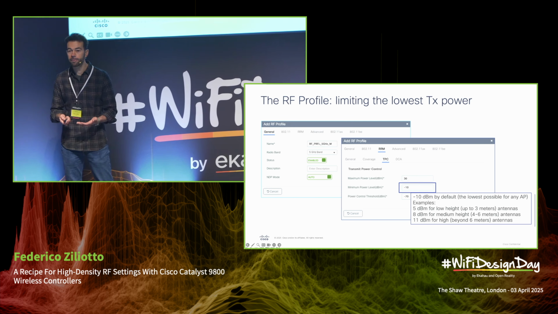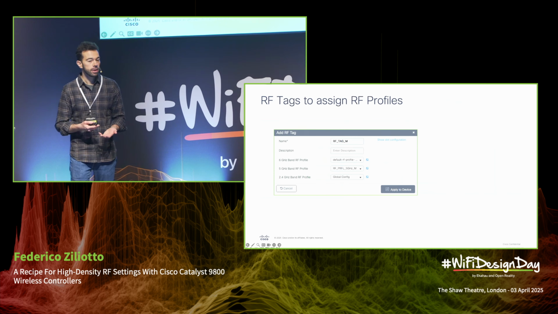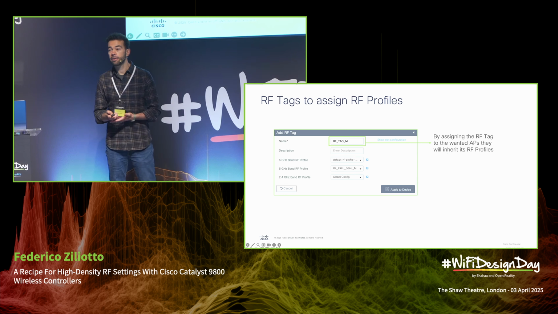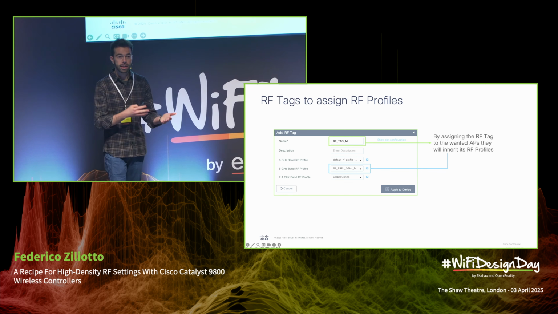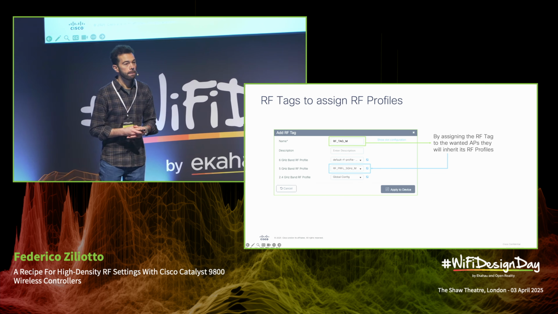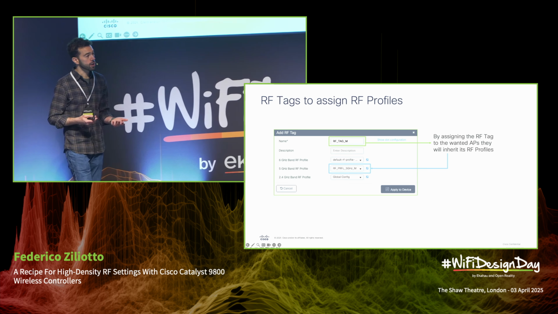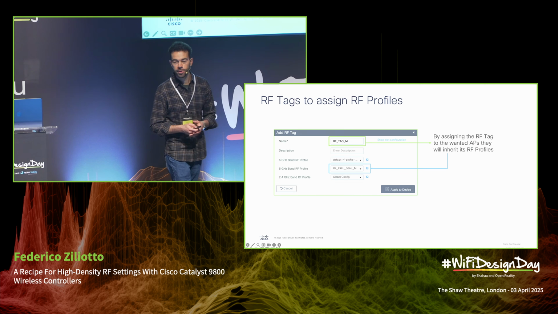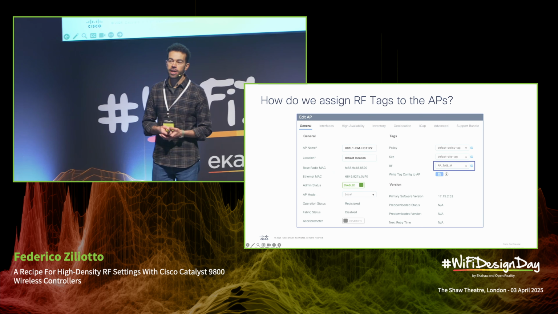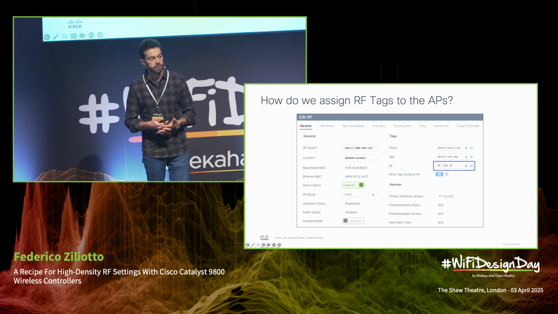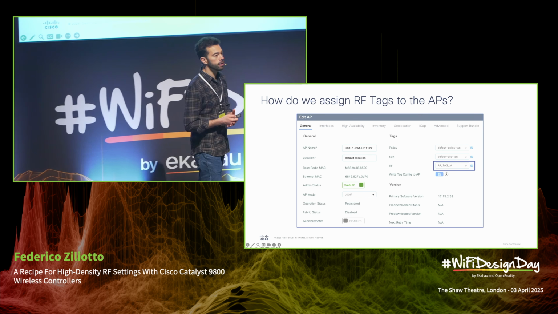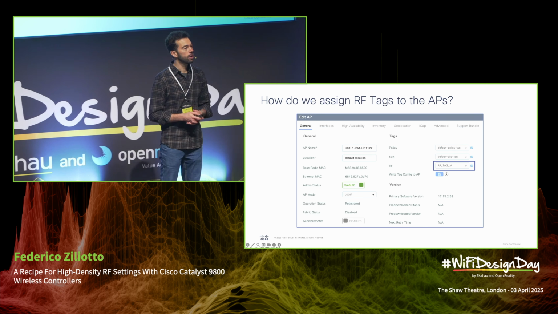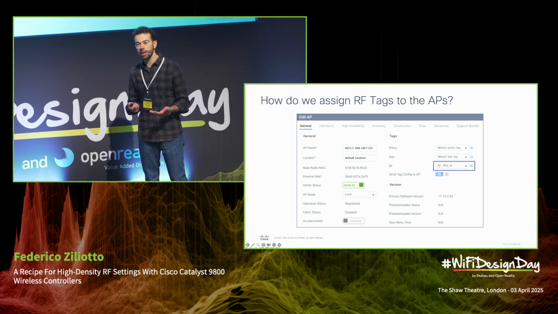Now that we have the RF profile, we're going to put it into what we call an RF tag, and we're going to assign that RF tag to our access points so that they can inherit those settings. Now, how do we assign RF tags to the access points? The most basic, and I would say least recommended, option would be to go under each access point and manually configure that RF tag. We can do it. It's very useful when we are testing or managing a few access points. But again, it doesn't scale when we want to keep things very automated.